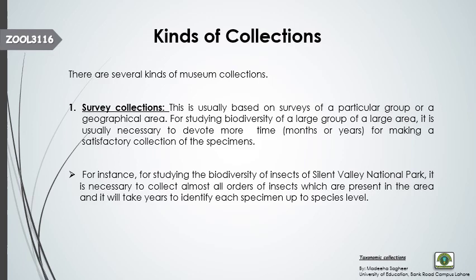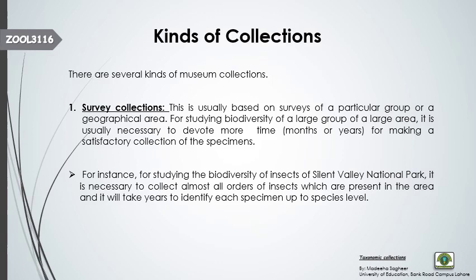Either we are making the survey on a particular group of animals or organisms, or we are working on a particular geographic area. We want to explore all the groups that are present in that area. So it depends, and those collections would be called the survey collections. Let's read this. This is usually based on surveys of a particular group or a geographical area. For studying biodiversity of a large group or a large area, it is usually necessary to devote more time, months or even years, for making a satisfactory collection of the specimens.